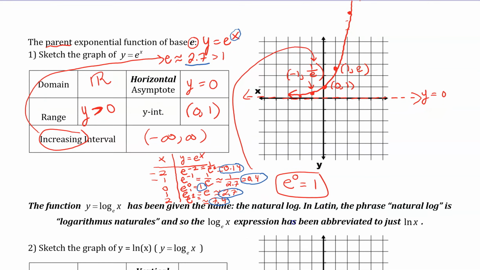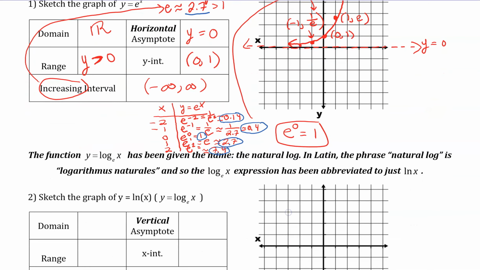Okay, now a second very important function, which is the log base e. The inverse, if you will. This is the inverse of e to the x. So it's the log base e, but you'll never see it written that way. It's been abbreviated because of this phrase, logarithmus naturalis. This is Latin for natural log, and that's how a lot of people refer to it.